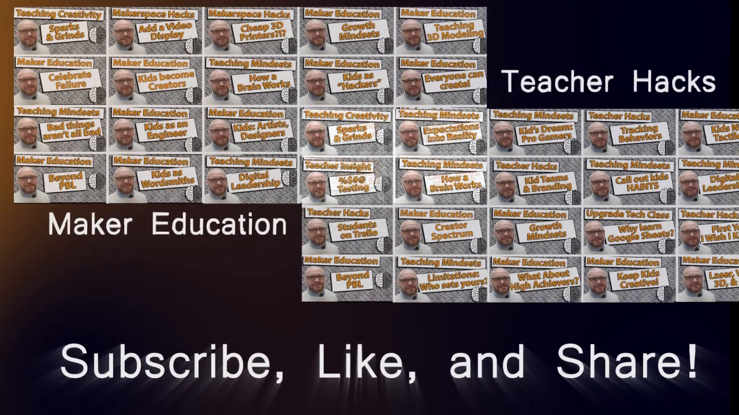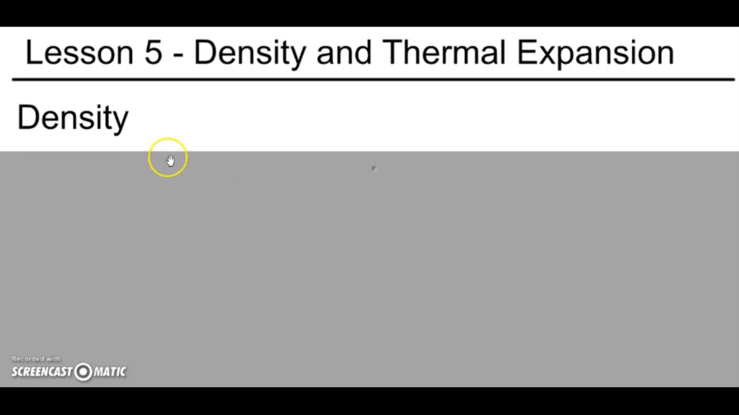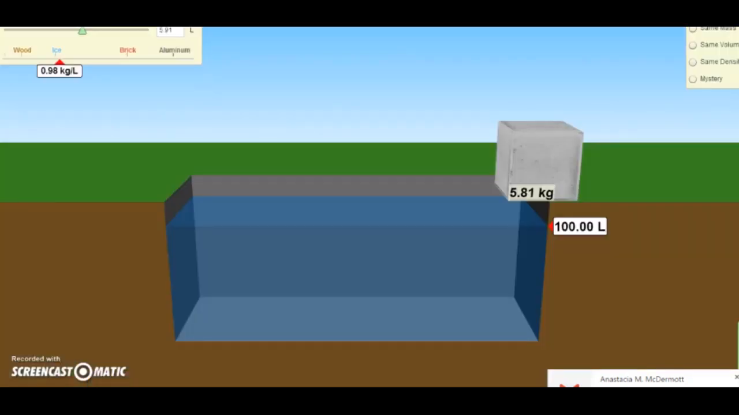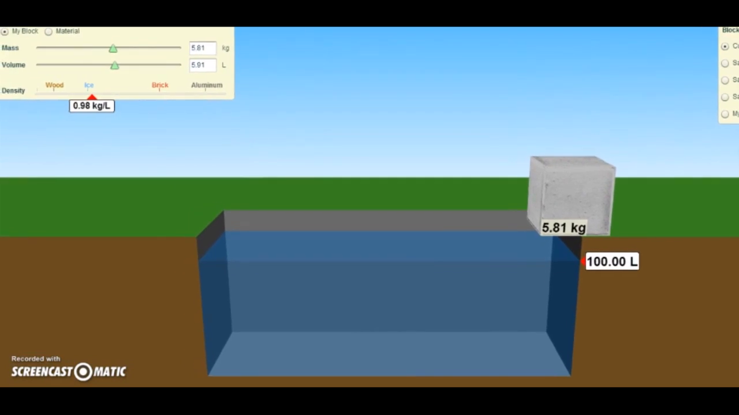Okay, these are the lesson 5 notes on density and thermal expansion. The first thing we're going to be talking about is density, but before we get to the notes, something that is in your homework that you may want to look at before you even start is this simulation. The link is in your homework, but what you have here is something you can play around with and get to know density a little bit better.